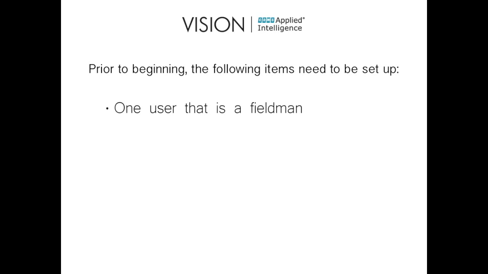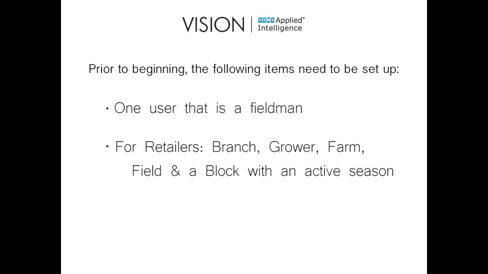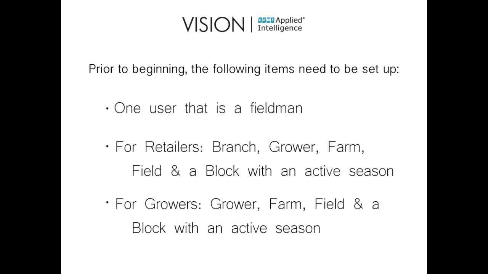One user that is designated a fieldman. Retailers must have a branch, grower, farm, field, and a block with an active season. Growers must have a grower, farm, field, and a block with an active season.